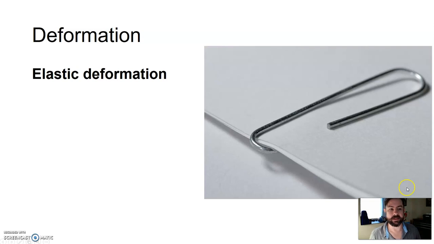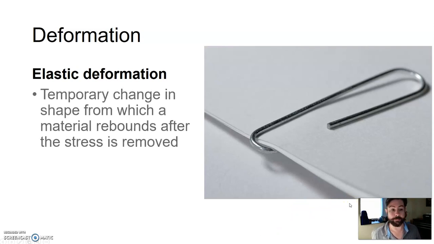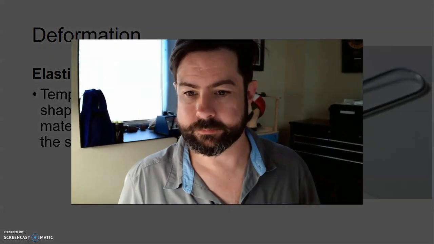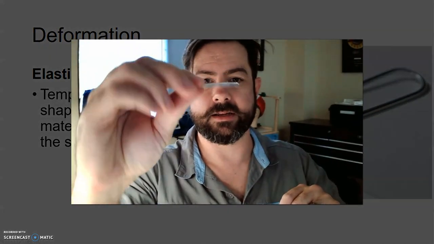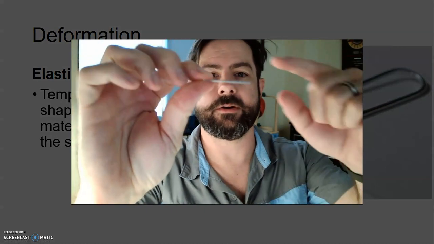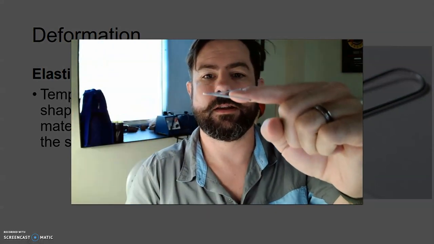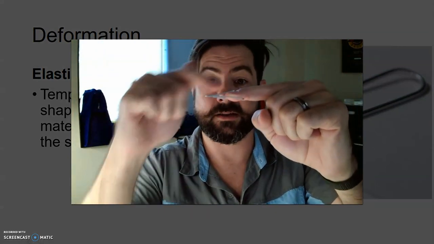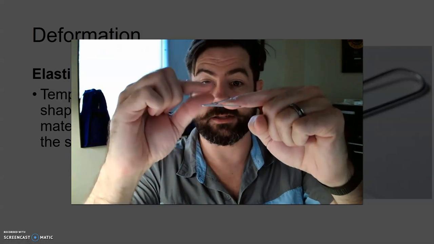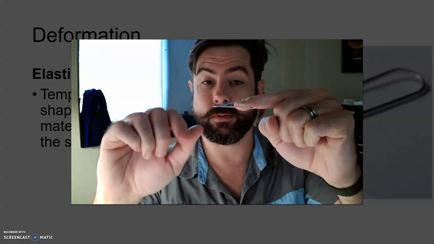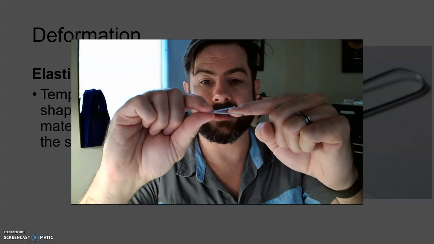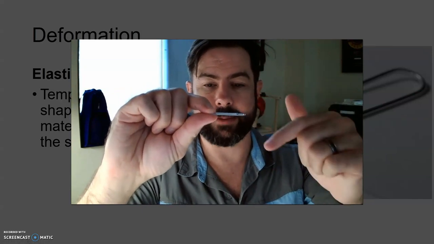So for instance, elastic deformation. Elastic deformation is just a temporary change in shape from which material rebounds after the stress is removed. So let me blow this up real quick. So here is just a paper clip, regular. I'm going to put my finger in here. You can see the stress of my finger. The force I'm applying is spreading the paper clip apart to provide a strain, but once I remove that stress, it just snaps right back.